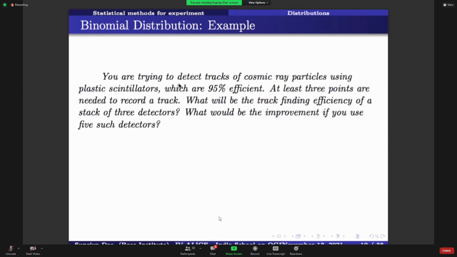And what would be the improvement if you use 5 such detectors? But your requirement is still 3 points. You need 3 points to get a track. So what would be the improvement in the track finding efficiency if you use 5 detectors, but you still require 3 points to get a track?